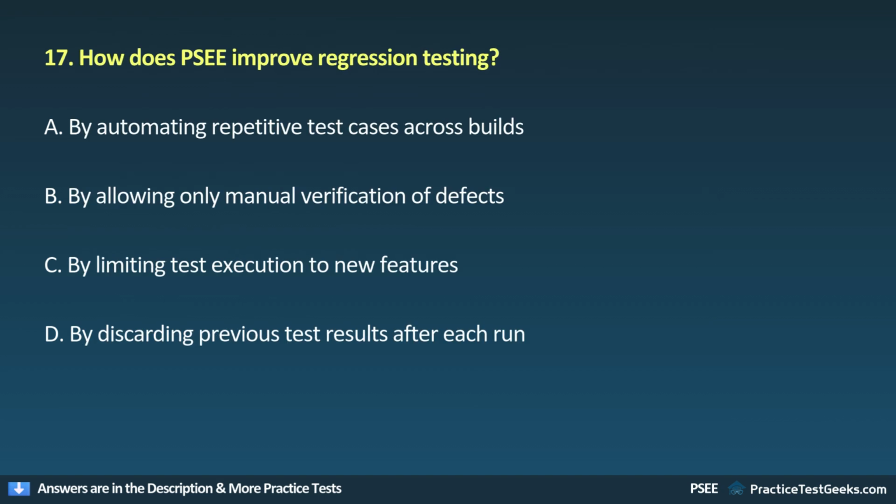17. How does PSEE improve regression testing? A. By automating repetitive test cases across builds. B. By allowing only manual verification of defects. C. By limiting test execution to new features. D. By discarding previous test results after each run.